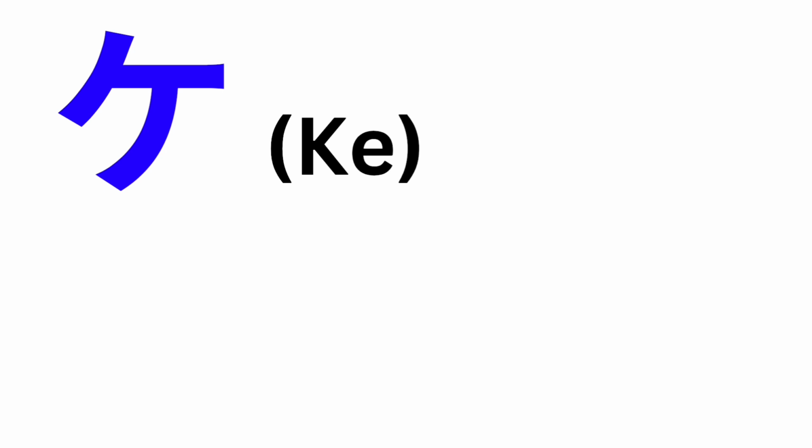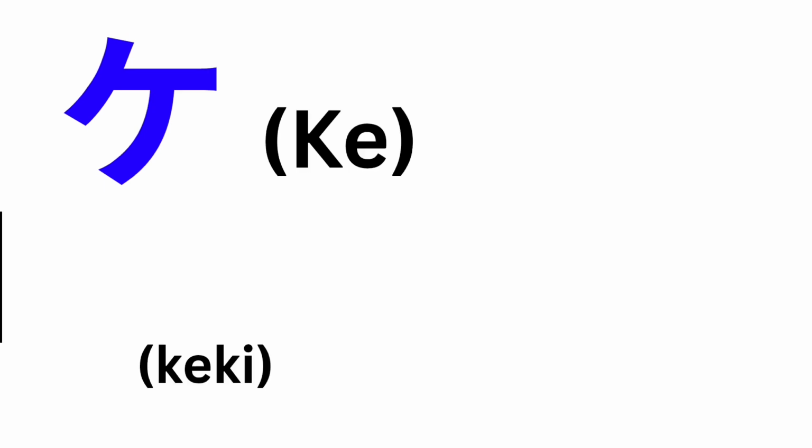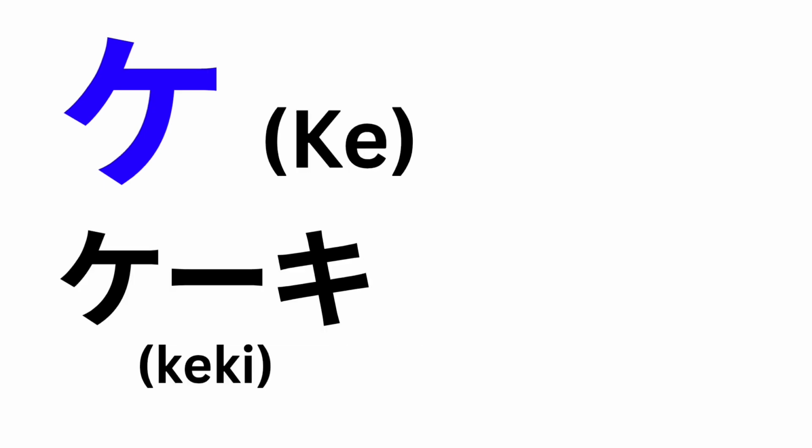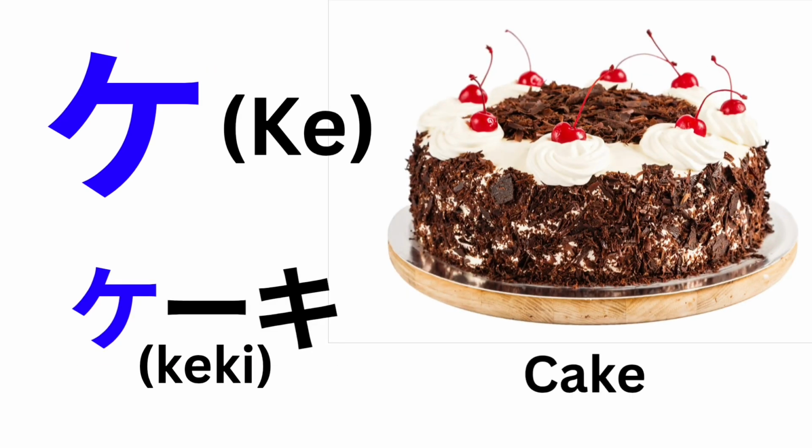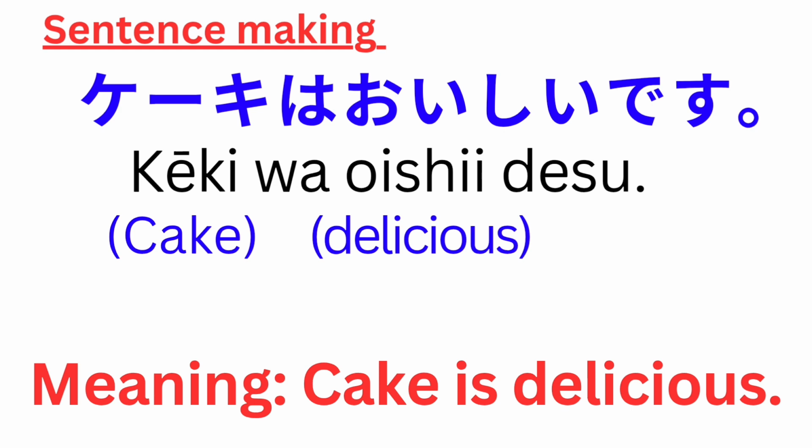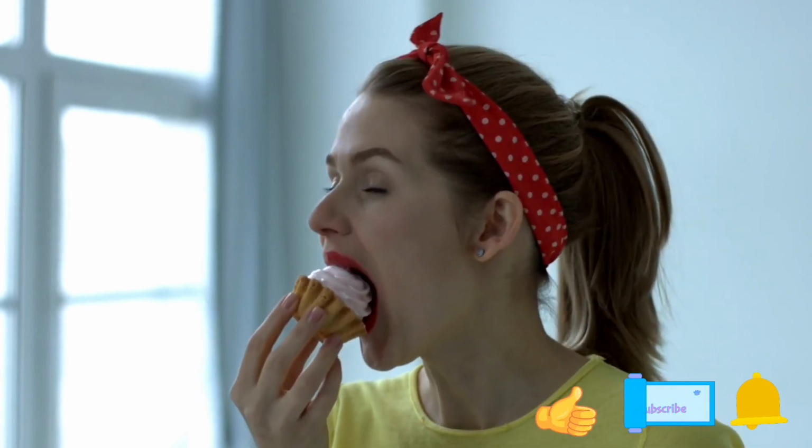Next one, ke. Ke. Example word, keiki. Keiki means cake. Example sentence, keiki wa oishii desu. Meaning, the cake is delicious. Keiki wa oishii desu.